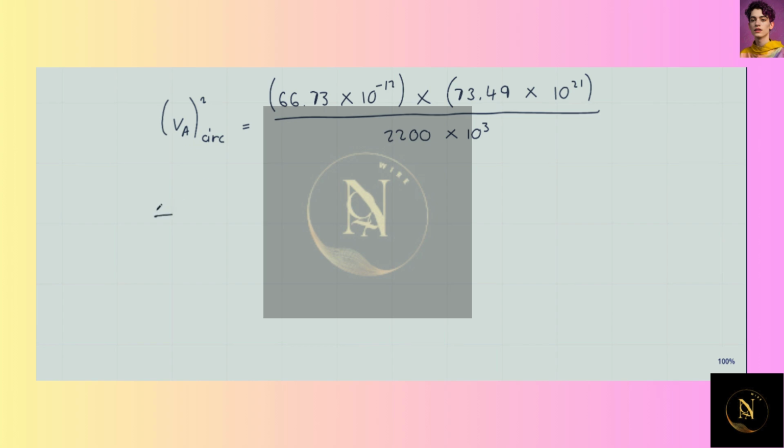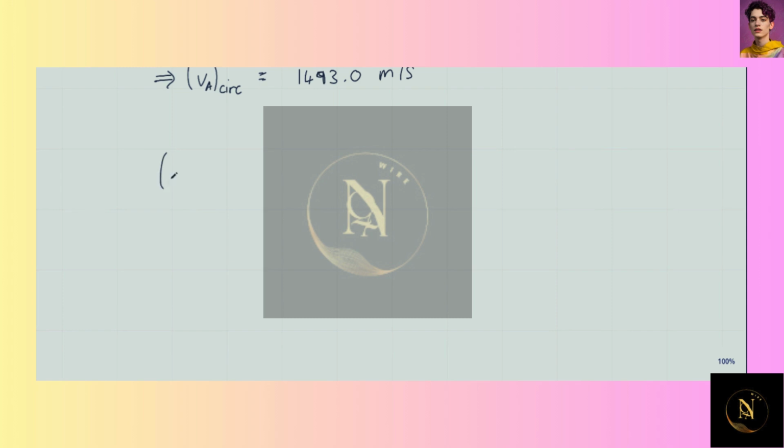And hence, if we take the square root of that, we get the circular speed, or the speed of the circular orbit of the satellite at orbit A, is 1,493 meters per second. Now we can do the same for the circular orbit B.